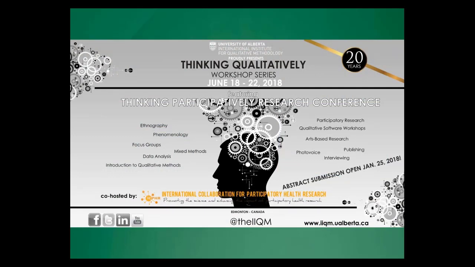Also each year, IIQM offers the Thinking Qualitatively Workshop Series. This takes place in Edmonton, and it's 7 days of intensive workshops that you can attend, all 7 or 1 or 2. And we start off with qualitative software workshops on the weekend, and then launch into over 40 different workshops on all types of qualitative methods and also other types of academic skills development. So grant writing, publication, those types of workshops, a lot with mixed methods as well.